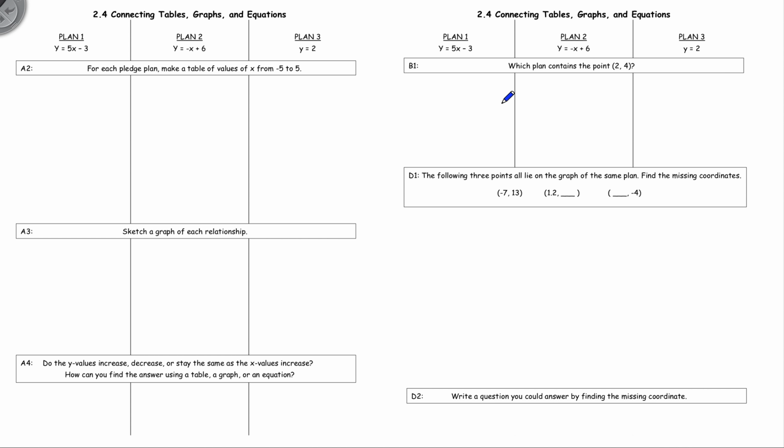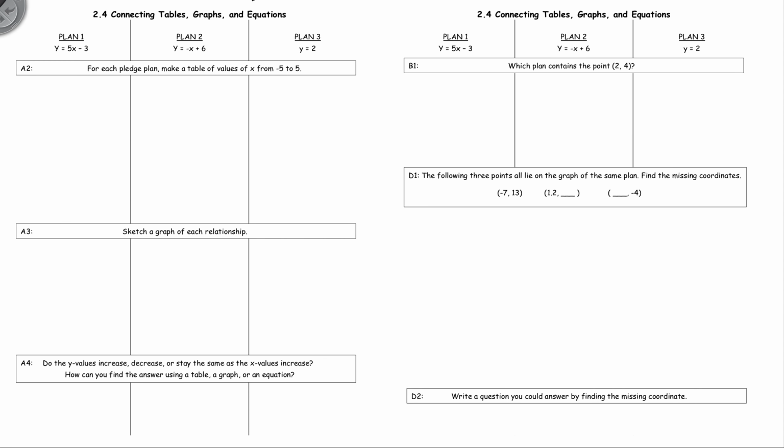So if you remember from yesterday, we had the 3 plans. I just rewrote the equations up here for you. So we want to know which plan contains the point (2, 4). And if you remember, we did something very similar with Emil and Henry. Okay, if you remember, this is your X and that's your Y.